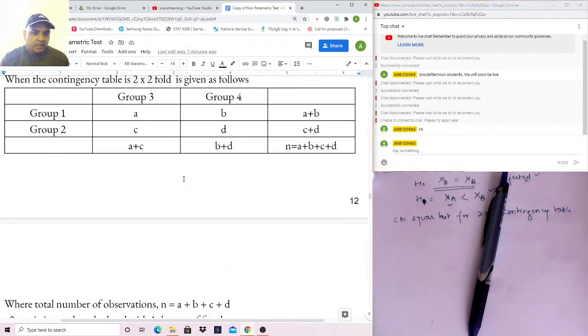And how is it done? So here generally there are 2 groups on the one side of the contingency table, 2 groups on the other side. So these are the frequencies A, B, C and D. This is the sum A plus C, this is the sum of B plus D, column wise, then row wise A plus B and C plus D. And if you add all these, it will be the total number of observations, that is n is equal to a plus b plus c plus d.